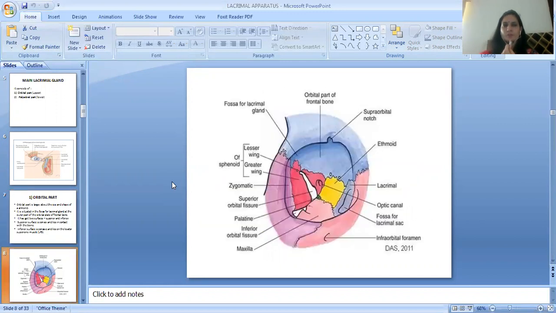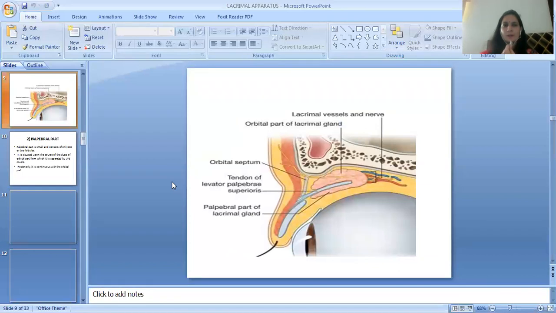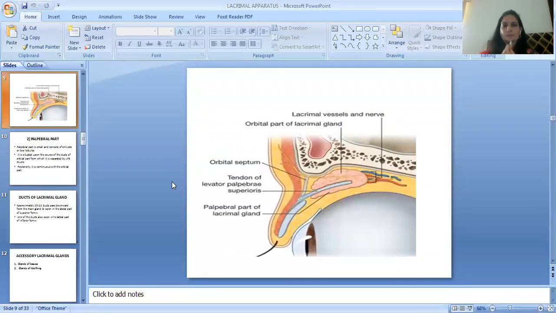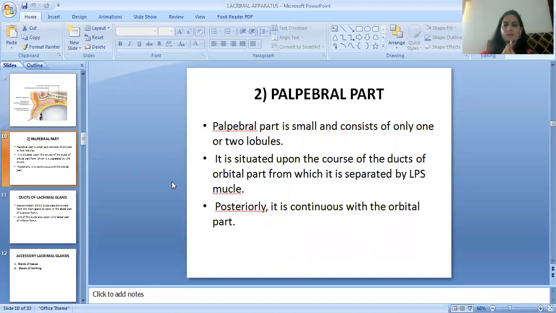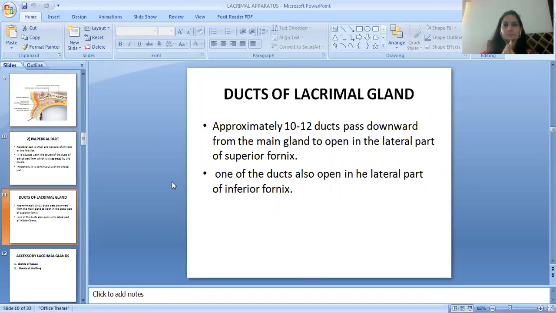In this image, you can see the orbital part of the frontal bone, where you will find the orbital part of the lacrimal gland, the main lacrimal gland. Then comes the palpebral part. It is small and consists of only one or two lobules. It is situated upon the course of the ducts of the orbital part, from which it is separated by the LPS muscle. Posteriorly, it is continuous with the orbital part.